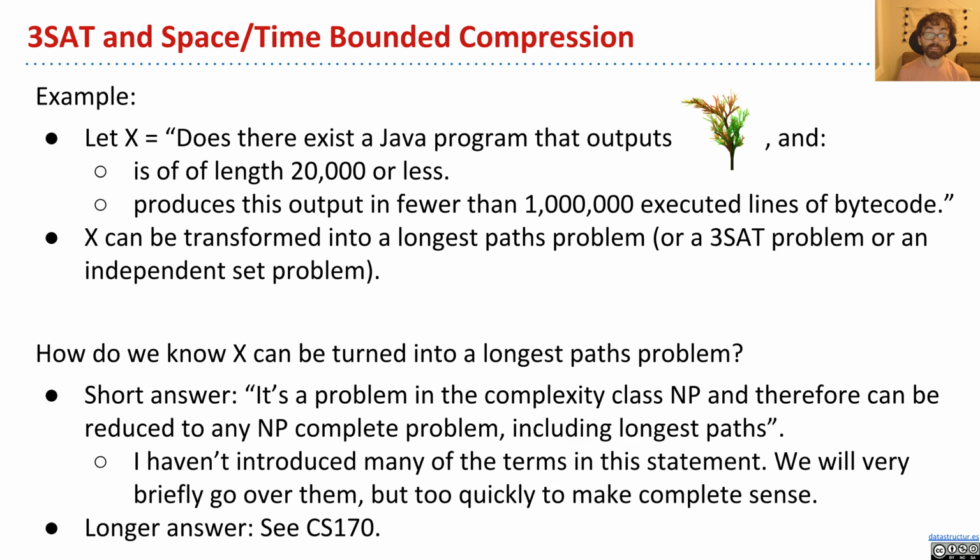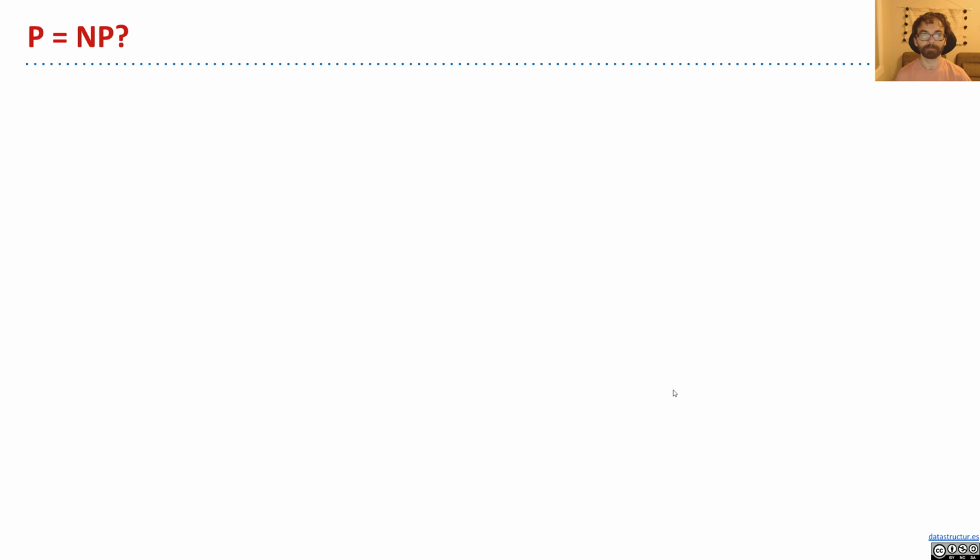It's because X is a problem in the complexity class NP, and therefore we can reduce it to any NP complete problem, which includes the longest path problem. Now, I haven't introduced some of the terms here, like what NP or NP complete means, but we'll go over them briefly in a moment, but it's going to be too quick to make complete sense. The longer answer is that you should see the class CS170 if you want to really deeply understand this, but I'll give you a brief understanding of these terms now.